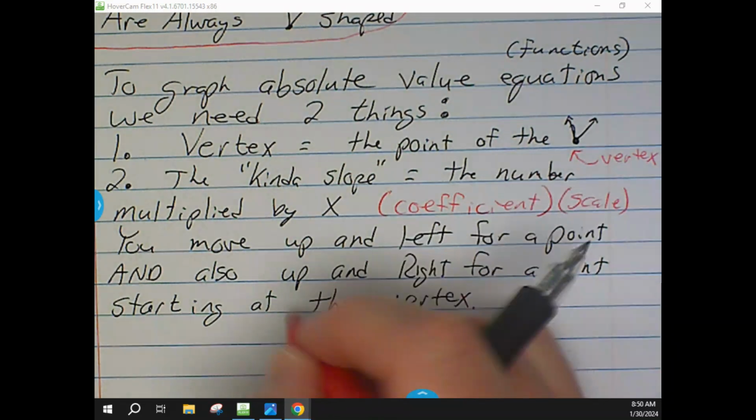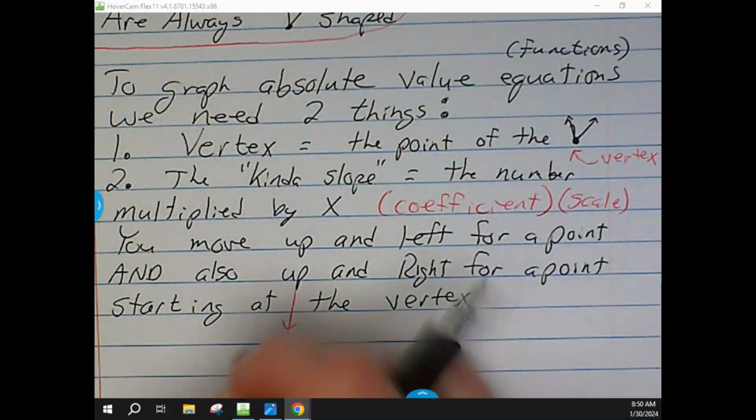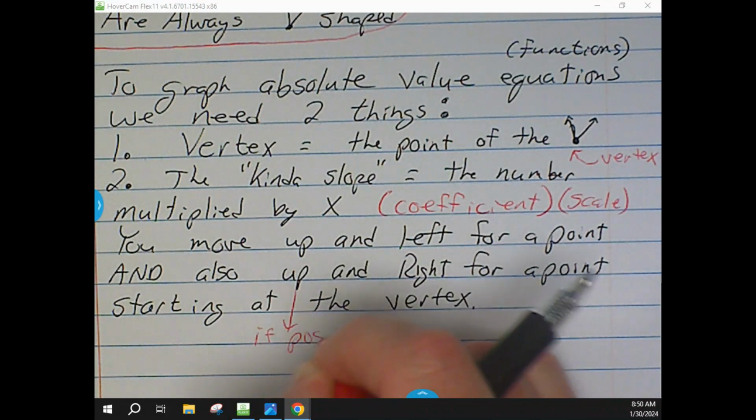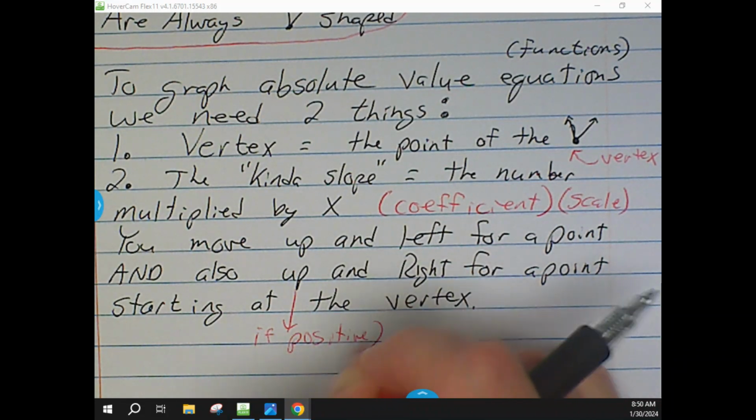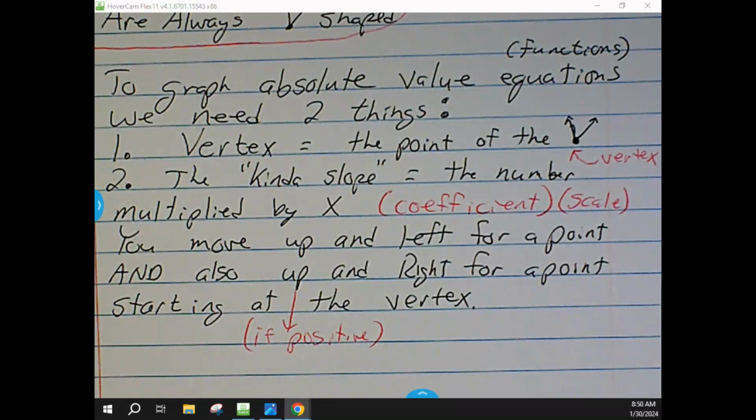Okay, now the up part, when we're doing the up and left and up and right, that's if it's positive. Just like if it was a positive slope, you would always move up and over. Same thing if we're going to graph an absolute value, you're still going to move up and over. It's just you're going to have to move up and over to the left, and then up and over to the right to get the V-shaped part of it.